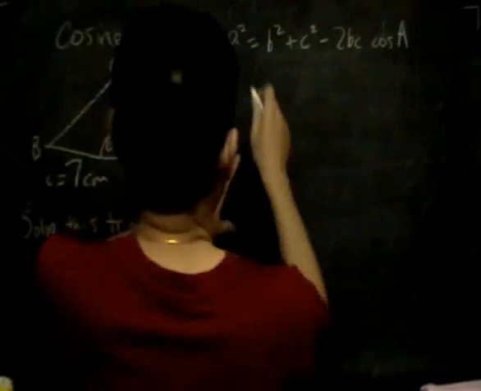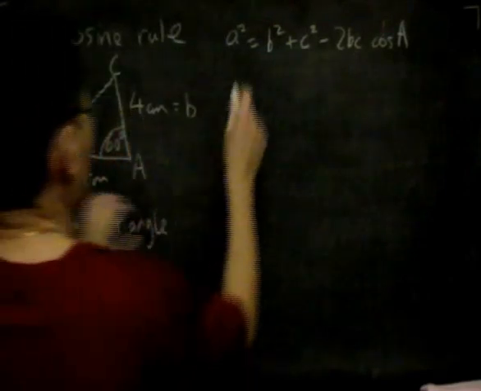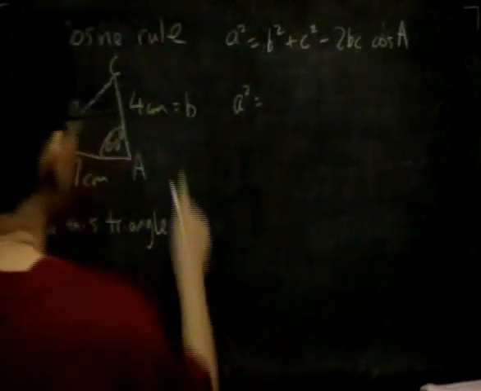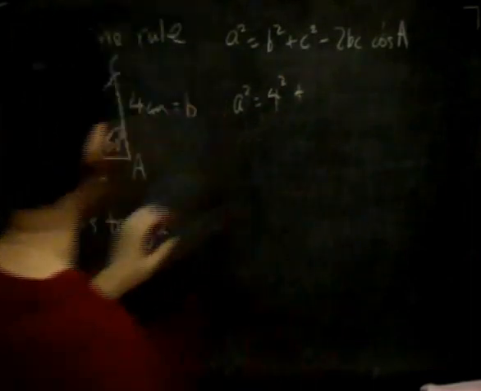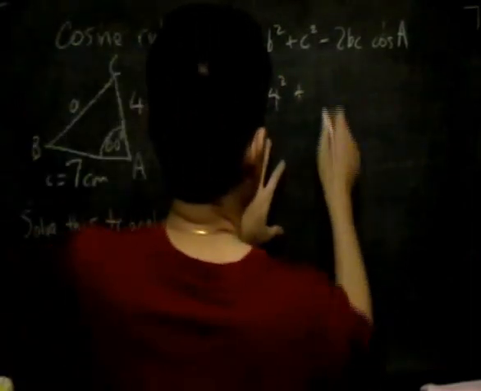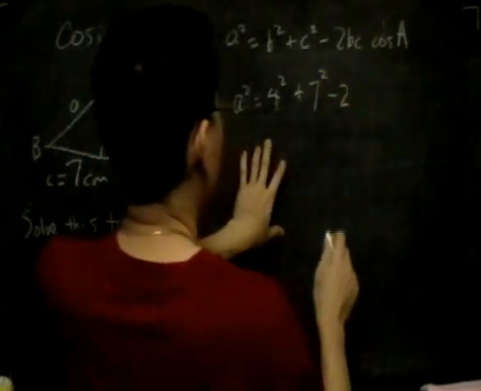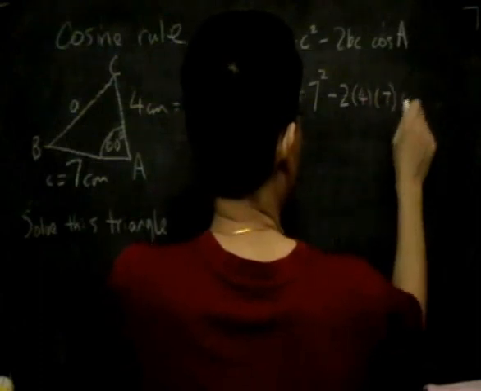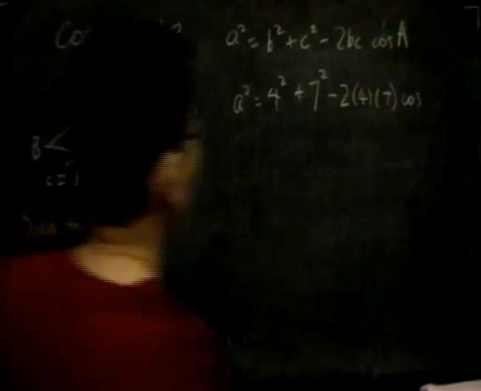So let's do that. That's the A. So A squared is equal to, B is 4 centimeters, so 4 squared, plus C is 7, 7 squared, minus 2 times BC, so times 4 times 7, cosine A, which is 60 degrees.